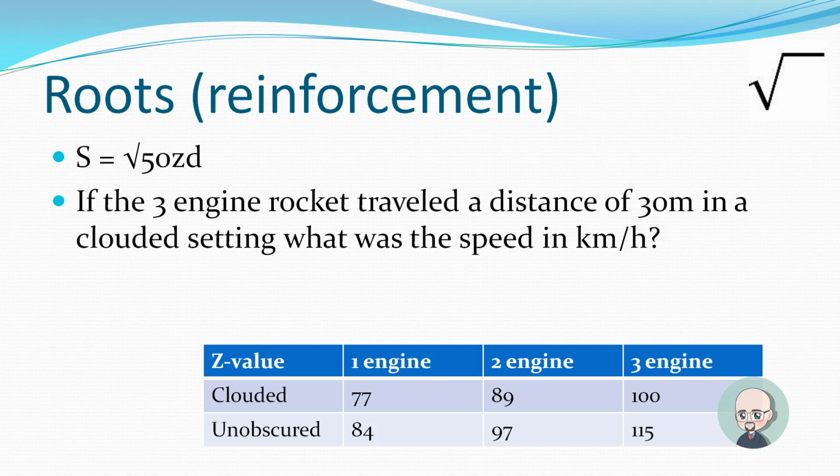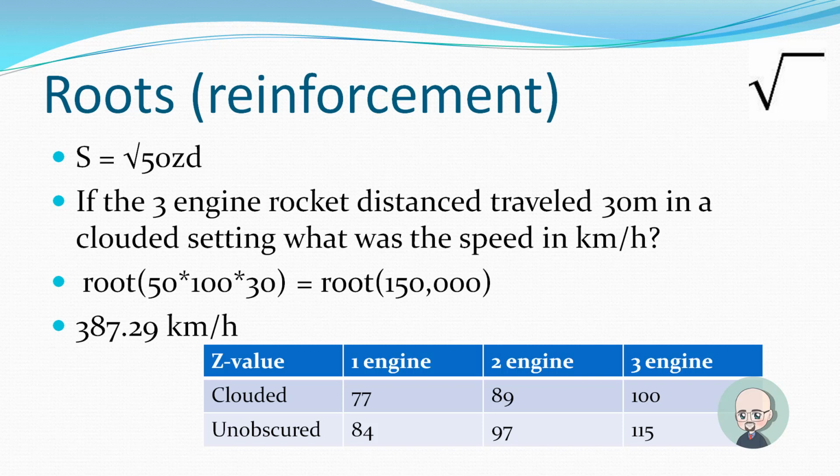Okay, we're back. So let's work through the problem. Now, we're going to take the root of, we have 50 already. 50 is a constant. Z, what is Z? Z is the Z value from the chart. How do I get that? It's in a clouded setting. There's 3 values in the clouded setting, 77, 89, and 100. It says it's a 3-engine rocket, so that's not 1 engine clouded, that's not 2 engine clouded, that's 3 engine clouded, which is 100. So I plug in the 100.